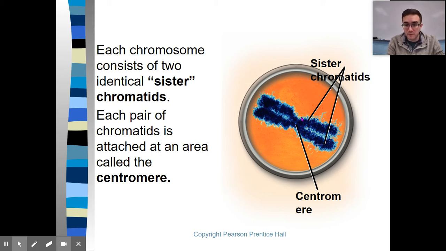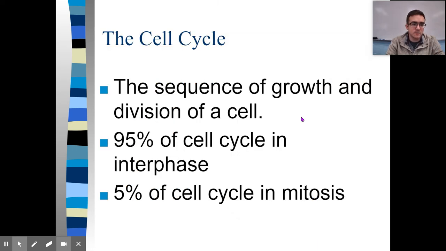So it's important that we review chromosomes and what they are, because mitosis and meiosis, the cell cycle, does a lot with chromosomes and the structure of them. So let's talk about the cell cycle now.